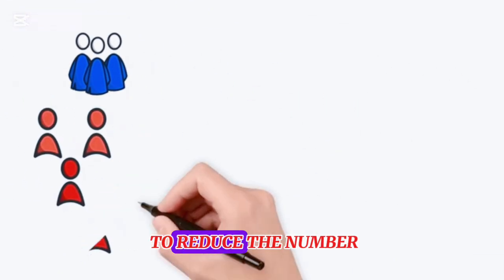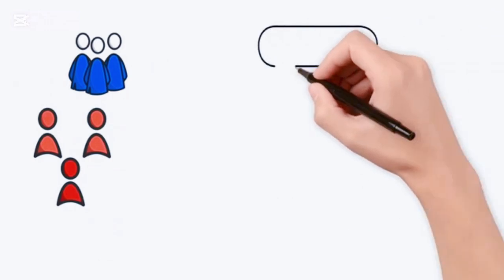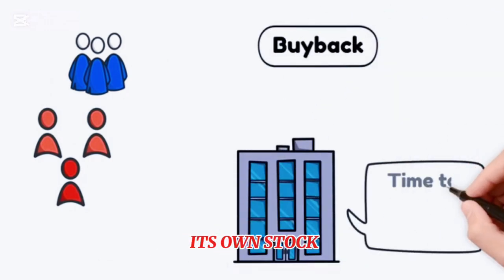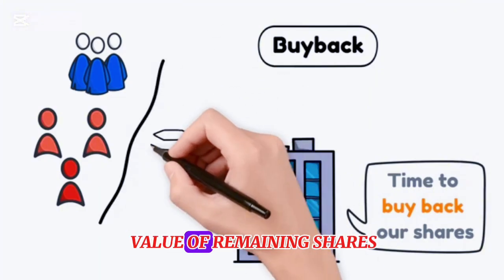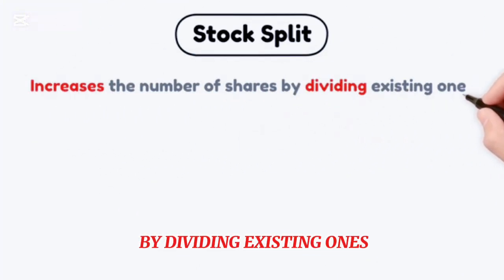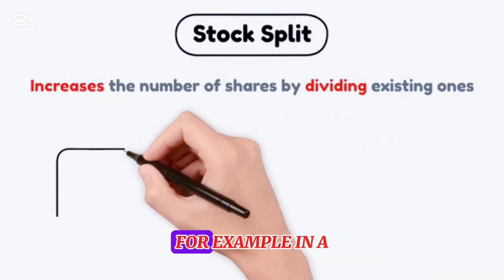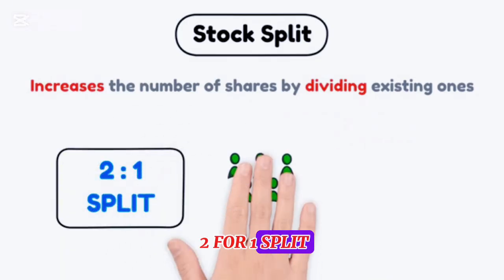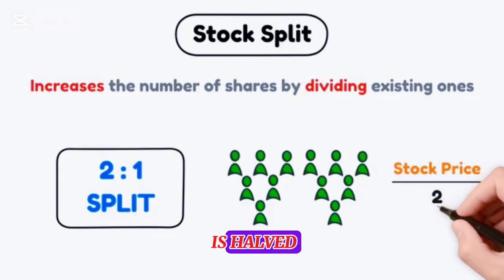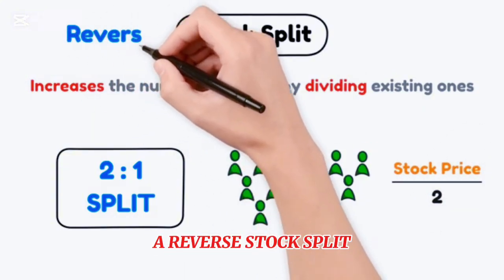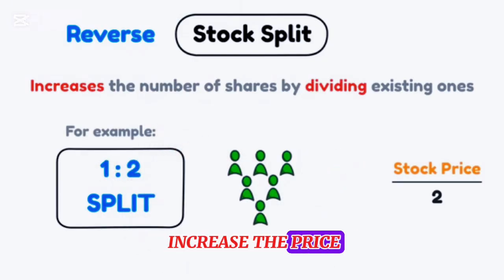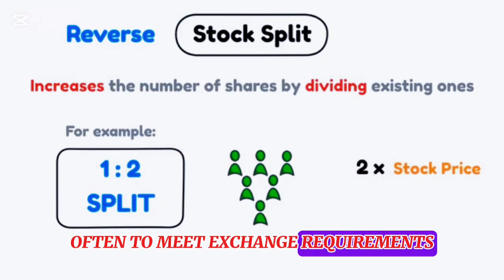Sometimes a company wants to reduce the number of shares on the market. A buyback or share repurchase happens when a company buys its own stock, which can increase the value of remaining shares. A stock split increases the number of shares by dividing existing ones. For example, in a 2-for-1 split, you get 2 shares for every one you own, and the stock price is halved. A reverse stock split does the opposite. It combines shares to increase the price, often to meet exchange requirements.